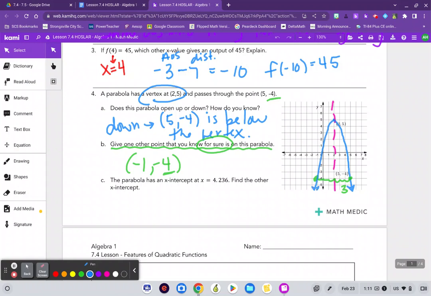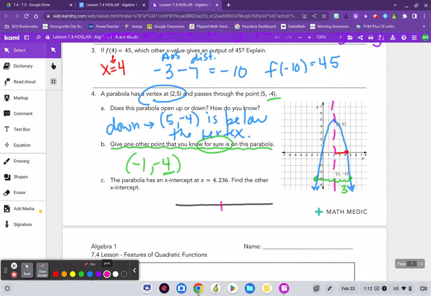All right, C says the parabola has an x-intercept of 4.236. Find the other x-intercept. Well, let's see. 4.236. I did a pretty decent job of drawing that in. So how far away is my axis of symmetry from 4.236? Now, my graph is kind of getting a little muddled, so I am going to draw a number line. I think a number line is a super great strategy to make things a little clearer.